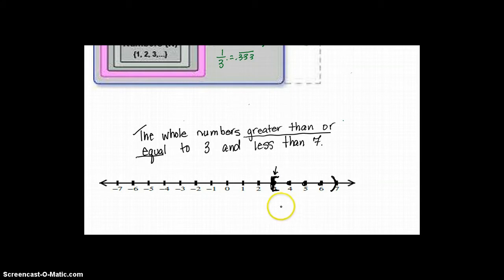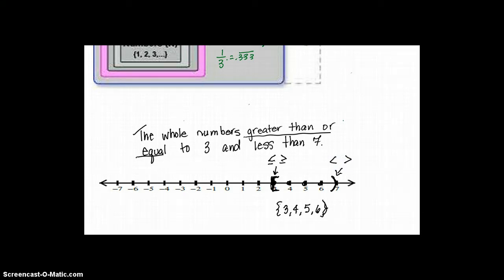And I can list those out as the set of numbers 3, 4, 5, and 6. And this will satisfy this equation. Now it does not include 7. You see that? This will be some notation. Okay. This is really important. This is less than and equal to, or greater than and equal to. This one is just less than or greater than. Okay? This won't include the actual number.